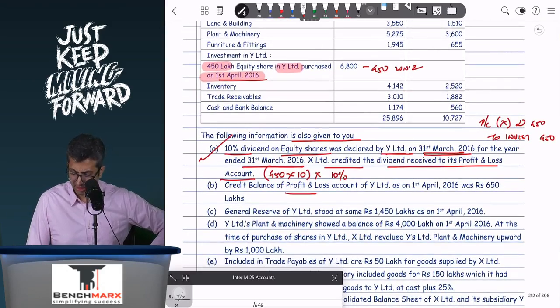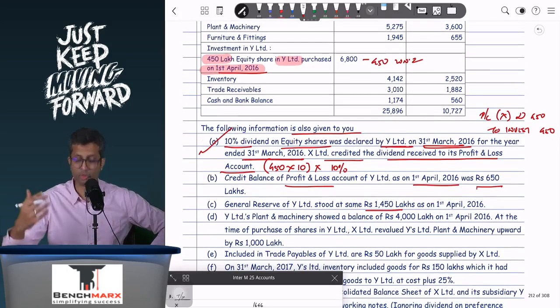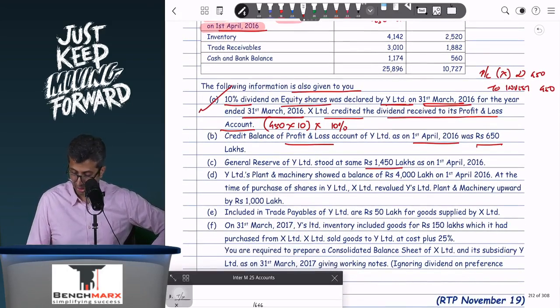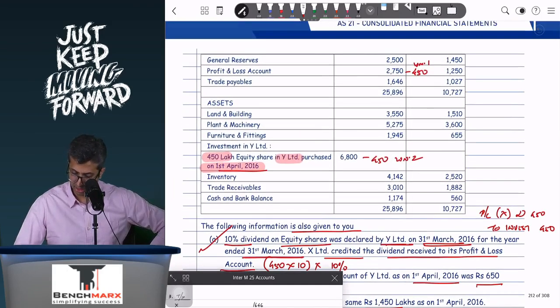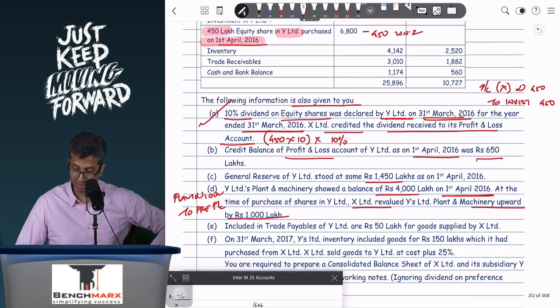Okay, then the credit balance of the P&L on 1st April 16 was 650, and the general reserve balance stood at 1450. That is fine. You are just given the opening balances. Plant and machinery showed a balance of 4,000 as on 1st April 16. At the time of purchase, X revalued plant and machinery upward by 1,000 lakhs. So your entry will be plant account debit, let us say 1,000 to the pre-acquisition P&L, because this is as on the date of acquisition. So this is plant increasing by 1,000, and second effect going in the pre-acquisition P&L.